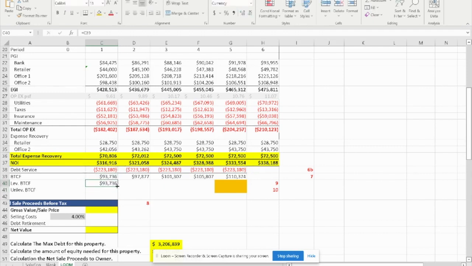You're going to drag it all the way across to year 5. The only thing you're going to do here, I'm going to remind you to highlight year 5, because we're going to treat year 5 differently, because you're holding the property for 5 years. You're going to need to add something to the before tax cash flow. It's going to be the net value. So we're going to have to calculate the net value using the sales proceeds before tax table before we know exactly what the levered before tax cash flow amount is for year 5.